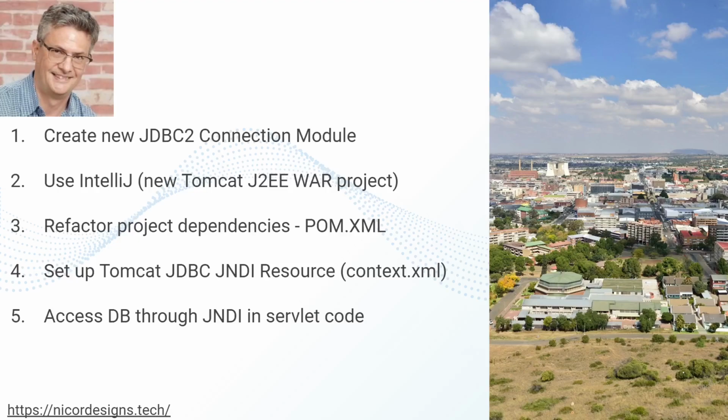These are the high-level steps we will perform in this lesson. First, we will create a new JDBC2 connection module, and here we will actually use IntelliJ's built-in capability. We will create a new Tomcat J2EE web archive project. Then we will do some cleanup and refactoring of our overall project structure. And finally, we will set up our JDBC JNDI resource within the Tomcat context.xml. And then we will write code to access the MariaDB through the Java servlet.